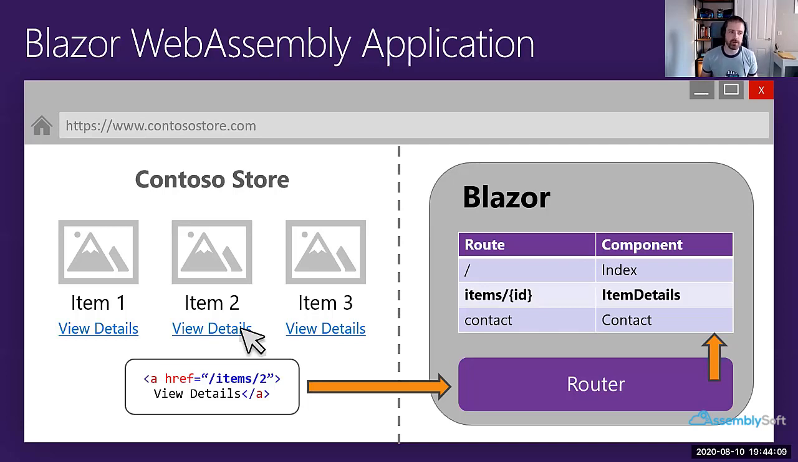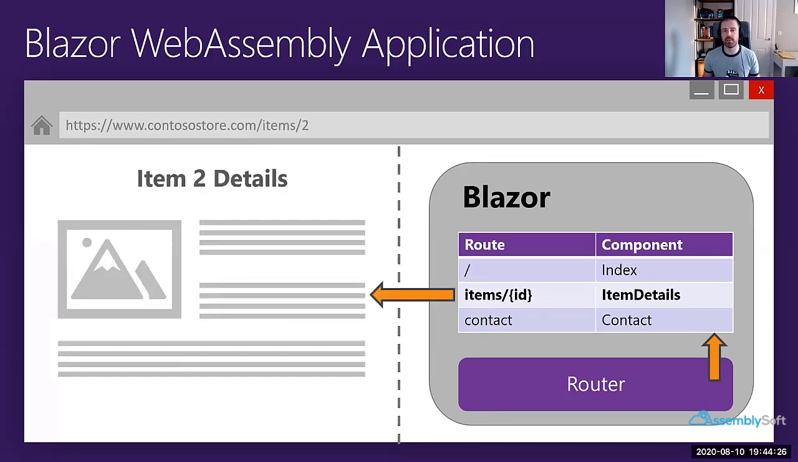Once it loads that component, it's going to trigger a re-render, and Blazor is going to compare the current render, so this Contoso store page we're looking at, with the item details component. It's going to work out what the minimum changes are that need to be applied to the DOM to make it look like the item details page. And then it's going to apply those updates, and the page is going to auto-magically transform in front of us. The eagle-eyed among you may have noticed as well, the address bar has changed.